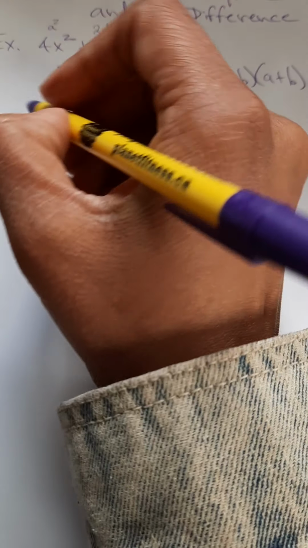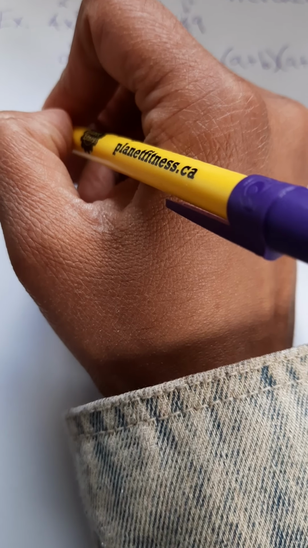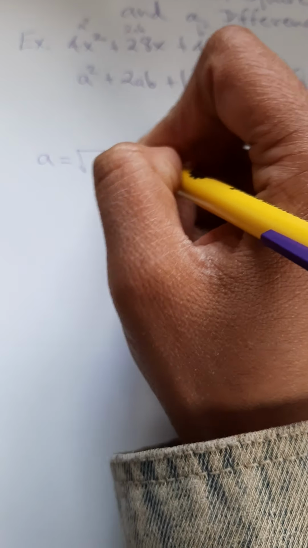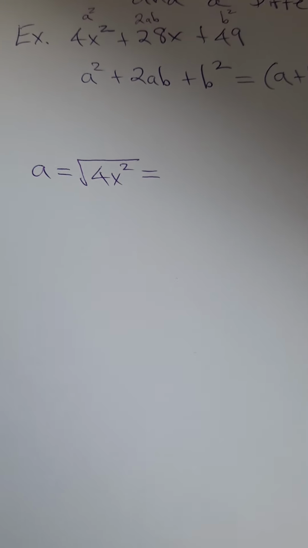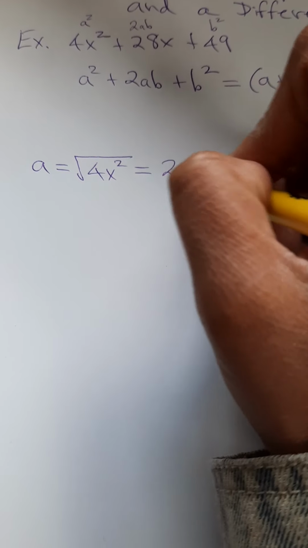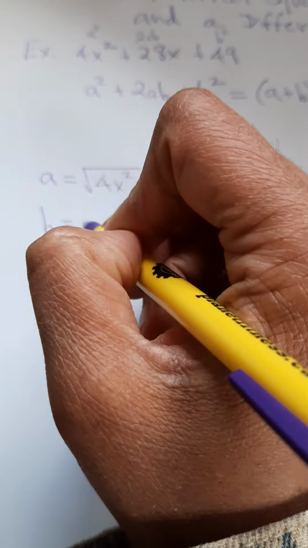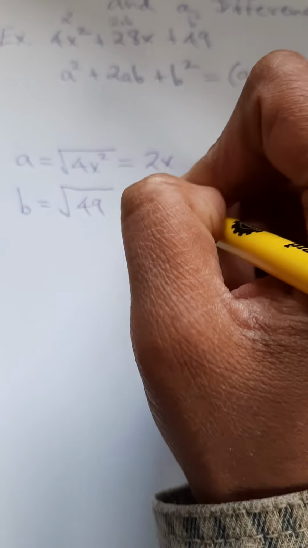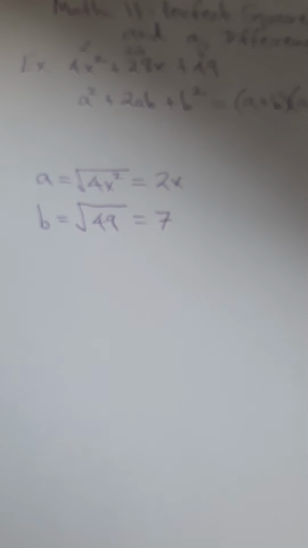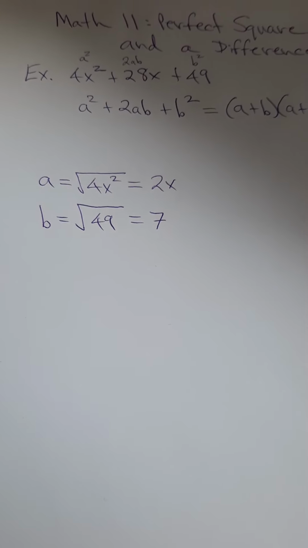So what we're going to do is find the value of a. We'll just leave some space here. I'm going to take the square root of the 4x squared, and when I do that, I notice the square root here is 2x. And for b, I want to take the square root of this last term here, which is 49. And the square root of 49 is equal to 7. Does everyone see that?